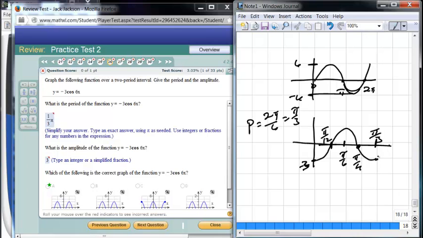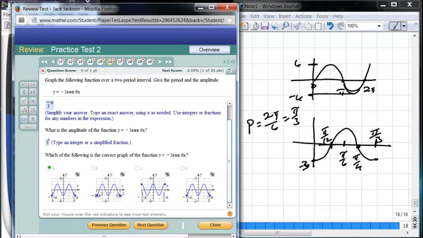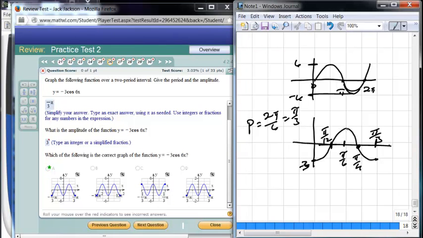And so we get something that looks like that for one period of it. So the period is pi over 3, or 1/3 pi. The amplitude is the absolute value of that coefficient 3. So this is going up to 3 and down to negative 3, where it hits here and here. So this distance here is the amplitude, which is 3.